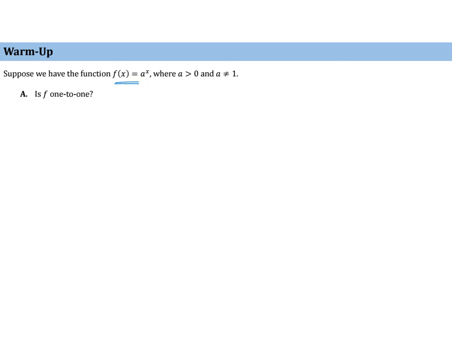Well, there are two possibilities for f. It will either look like this, or it will look like this. In either way, whichever graph we have, it will pass the horizontal line test. So since it passes the horizontal line test, it's 1 to 1.